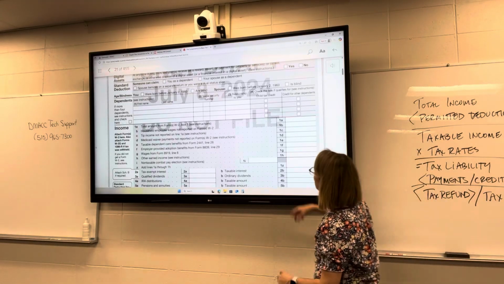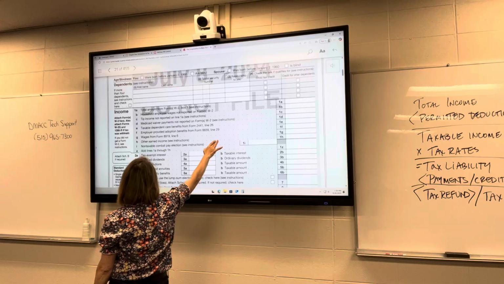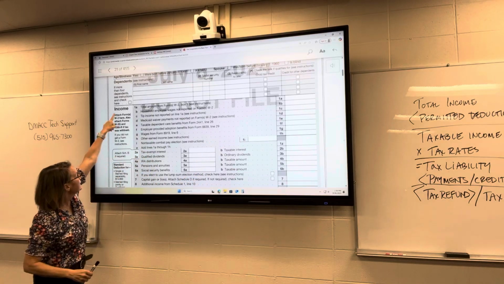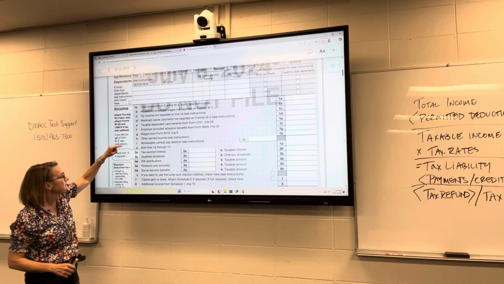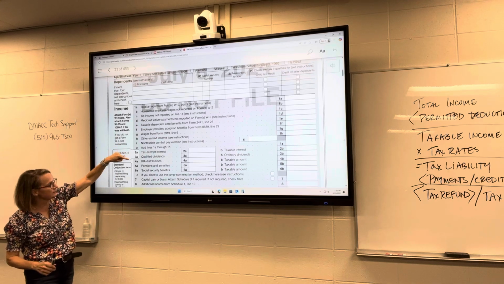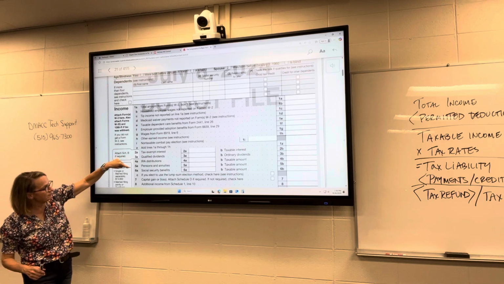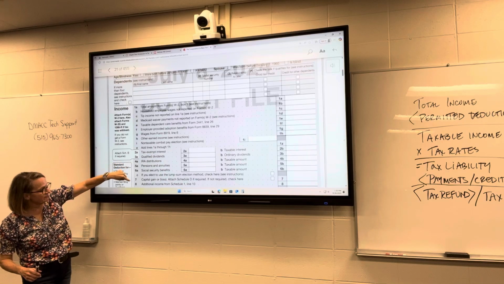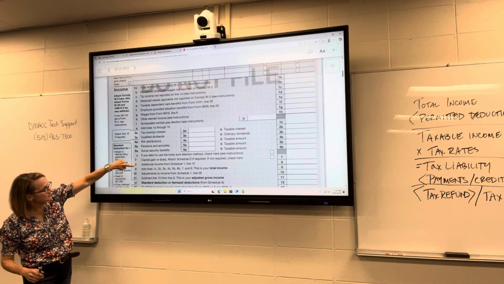Total income. You see here, we've got lots of lines for income. Line 1a through z. And then we've got 2, 3, 4, 5, 6, 7, 8.